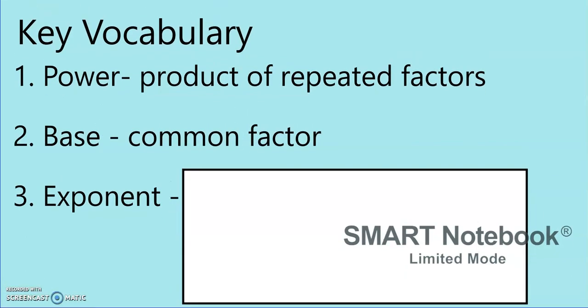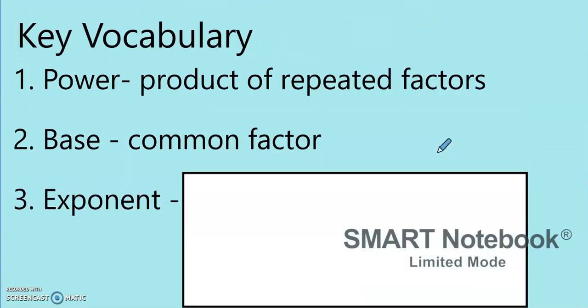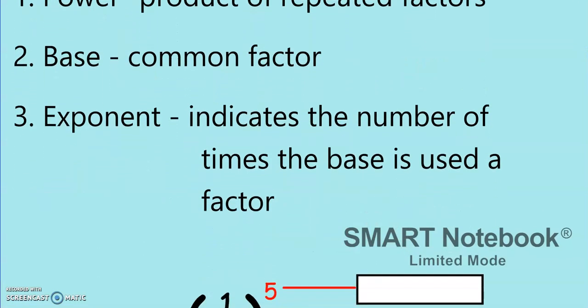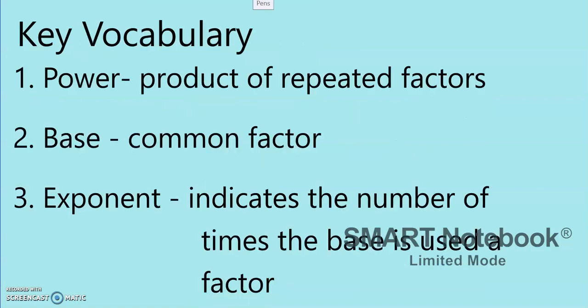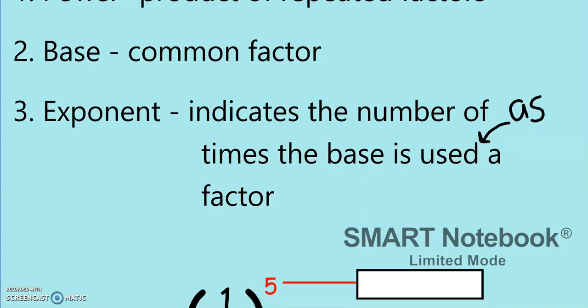And likewise, the exponent is going to be, well, it indicates the number of times the base is used as a factor. What is going on with this? As a factor. That is not written well. Let's try that again. There we go. Indicates the number of times the base is used as a factor. Let's show you a visual example for this now.